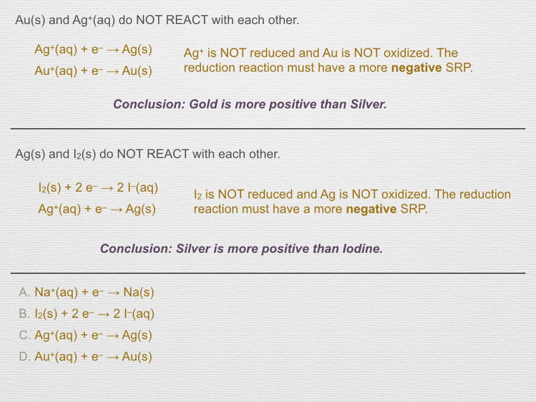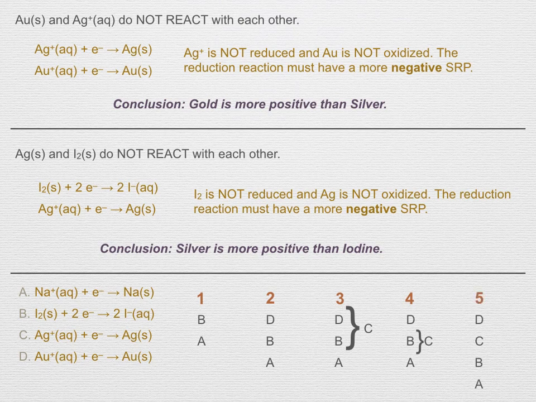Put this all together. Here again are the 4 reduction equations labeled to keep them straight. Observation 1 indicates that iodine is more positive than sodium, or that equation B must be higher than equation A. Observation 2 places gold, reaction D, above iodine, which is B. Observation 3 places silver above sodium, but it is not yet clear where it sits with respect to the others. Observation 4 confirms that gold must be the highest, though silver relative to iodine is not yet clear. Finally, observation 5 confirms that silver is higher than iodine.